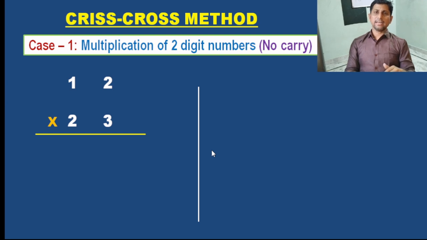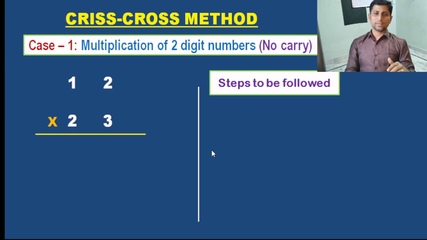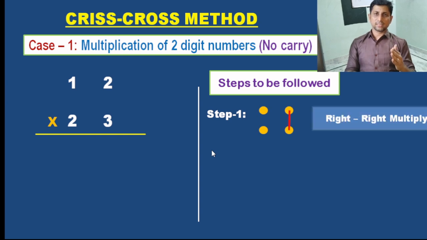See, observe what kind of steps are to be followed for this Criss-Cross method. The first step is to multiply the last digits first. That is right multiplication. That means 2 into 3. 2 into 3 comes 6. Again, just partition it. Then step 2. In step 2, you multiply crossly.